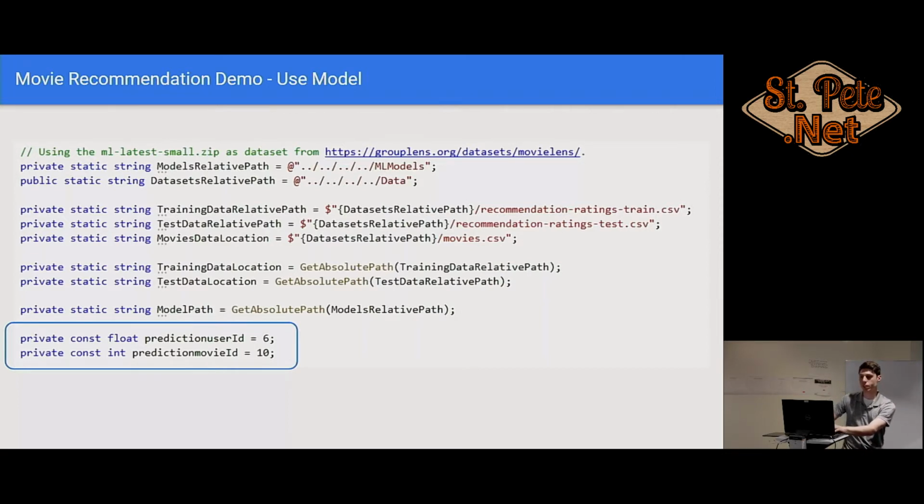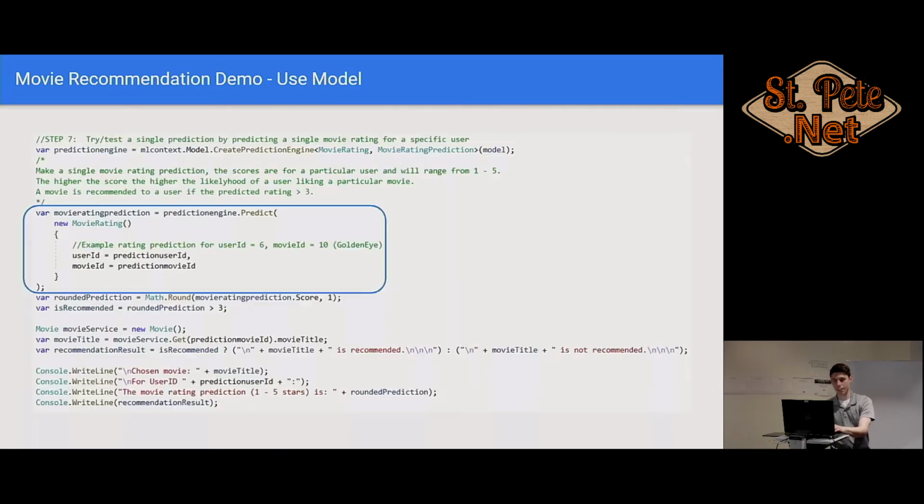And then after that, we can test on a single set or a single object. So we're going to create a prediction user and a prediction movie ID. We'll use user ID 6 and movie ID 10, which happens to be GoldenEye.